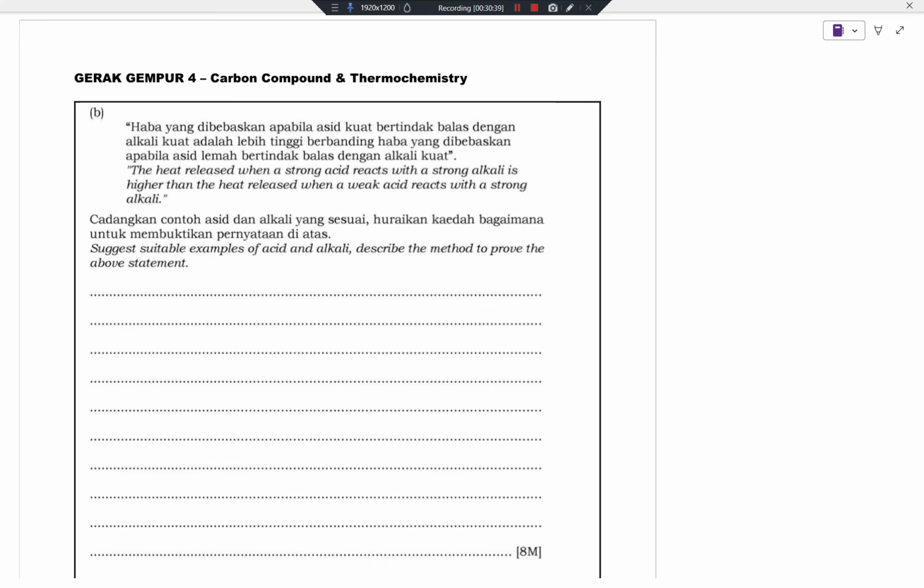Okay. Heat released by strong alkali is higher than the heat released by a weak acid and strong alkali. Weak acid, ethanoic lah. Okay. By using suitable acid and alkali, describe the method to prove the above statement. So first, எந்த acid எந்த alkali பாய்க்கிறோம் பார்த்துக்கணும். Then you need to write down the procedure lah. Okay, it's okay. We do this. Okay. So for acid, you can use strong acid, hydrochloric acid, and another one weak acid, so ethanoic acid.